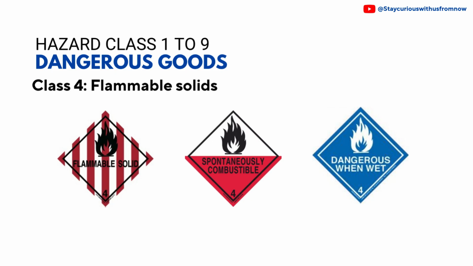Next, spontaneously combustible substances, represented by the red label, can ignite without any external ignition source. Examples include phosphorus and oily cotton waste. Finally, dangerous when wet materials, shown with the blue label, react violently with water to release flammable gases. Sodium and potassium are common examples. Each label clearly identifies the hazard type, helping handlers take the right precautions during transport.